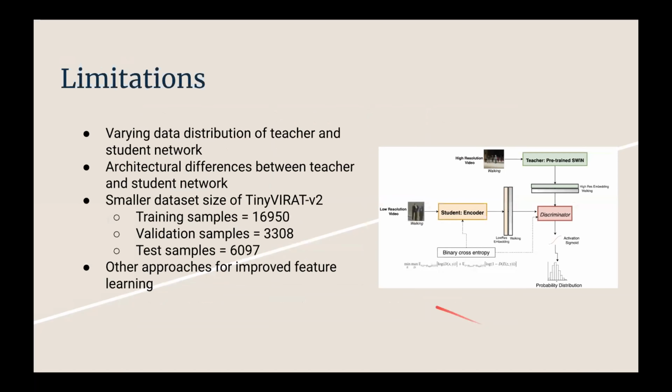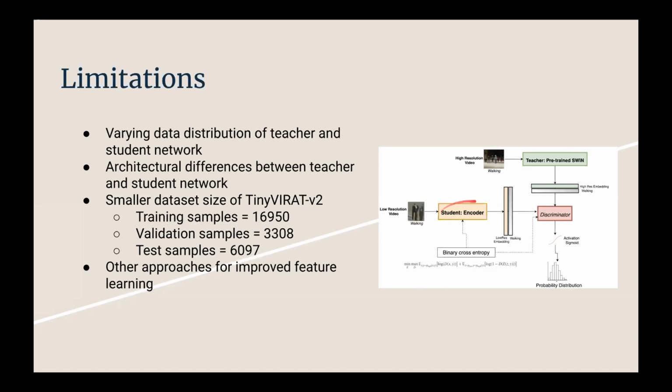So we analyzed what the limitations of our current solution are. The first thing that we think is a problem is the varying data distribution of the teacher and student networks. The student network is taking samples from Tiny VIRAT and the teacher network is taking samples from Kinetics. Although the samples have the same label, the data distributions of the Tiny VIRAT and Kinetics datasets are quite different.